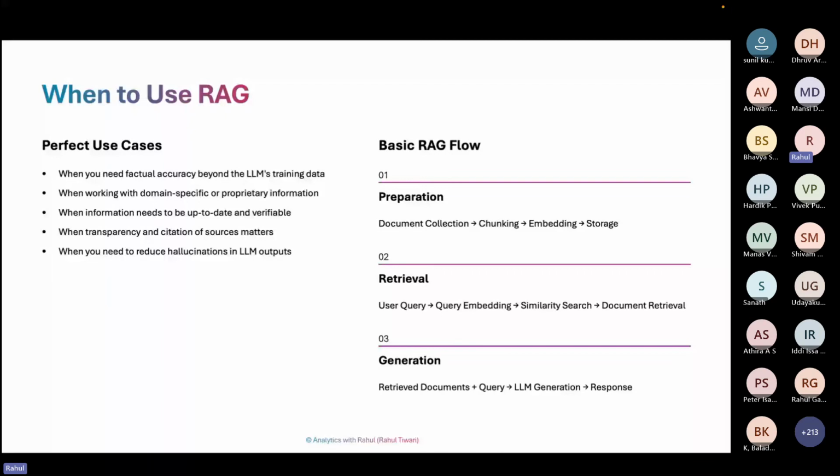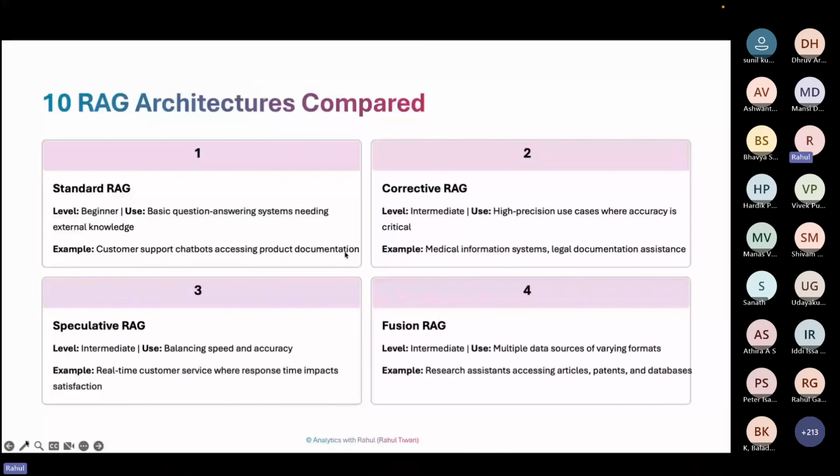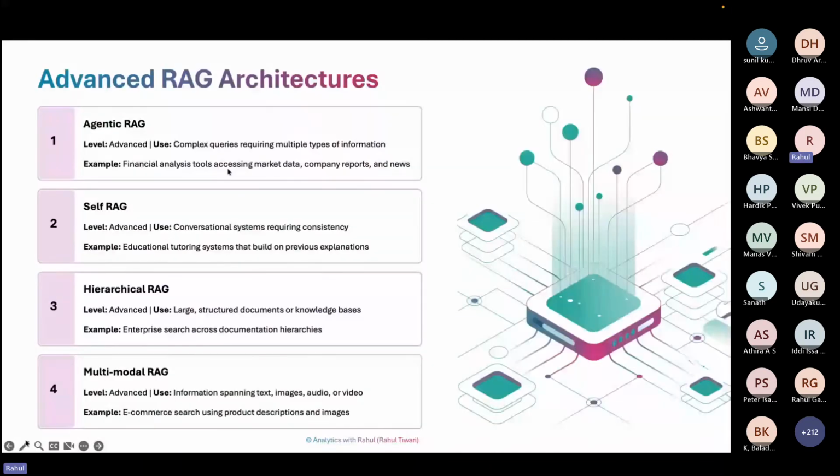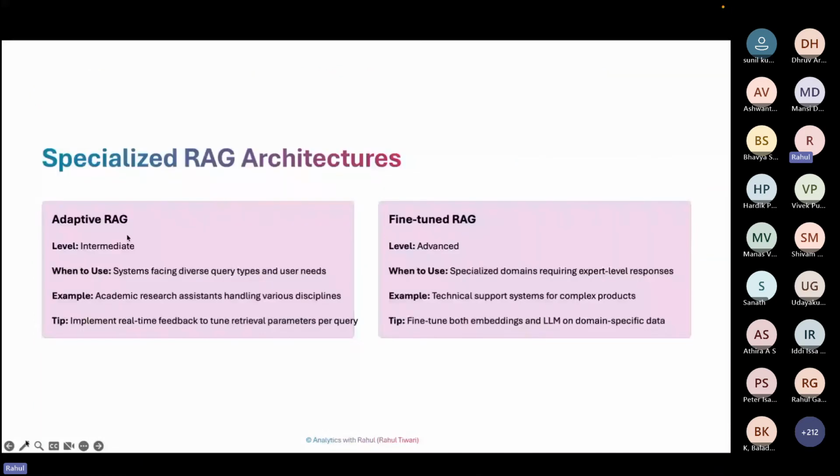In real time, if you're working in some companies, you must have seen that people are using the RAG agents quite extensively, right? There are different types of RAG agents available: standard RAG, corrective RAG, speculative RAG, fusion RAG, agentic RAG, self RAG, hierarchical RAG, multimodal RAG, adaptive RAG, and fine-tuned RAG. In this particular session, we are only creating a simple standard RAG system where I'll be reading the HR document and getting the output, right?